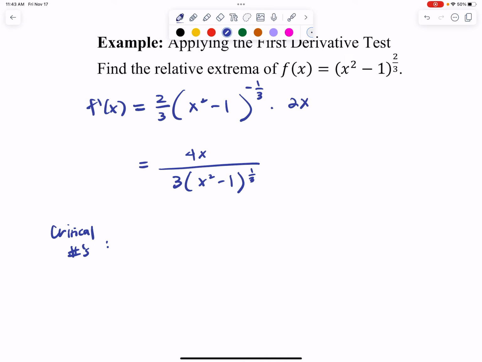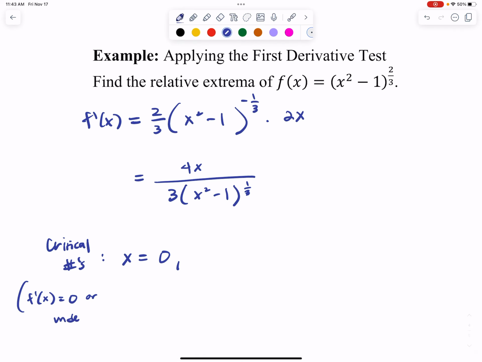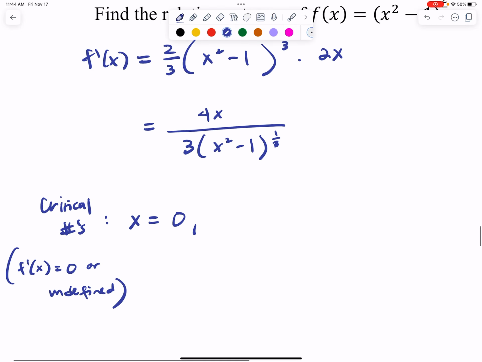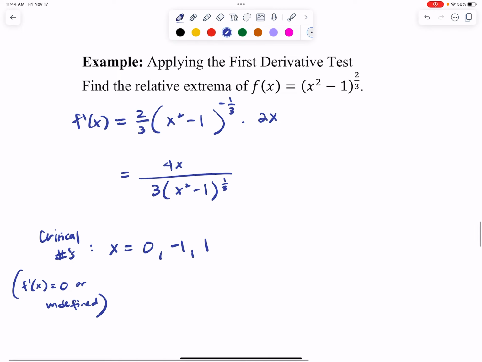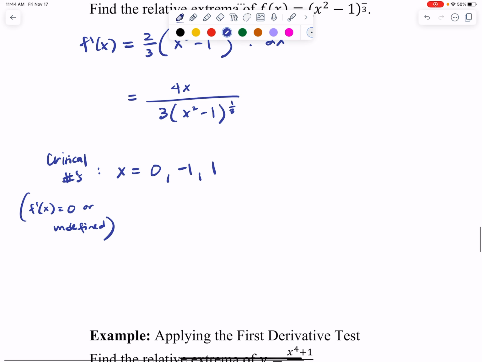You could even just by inspection figure that out. So where a numerator would be equal to 0, 0. And this is for where f prime is 0 or undefined. You don't have to write this part down, I'm just communicating that to you. And where f prime would be undefined would be -1 and 1. But you do want to check, are all of those values in the domain of f? Yes, they are, because 0 to the 2/3 power would just be 0. So all 3 of those are critical numbers.